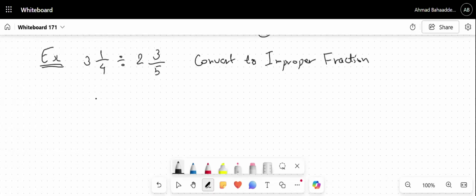And after that, let's multiply the 4 times 3. We do this multiplication first, and then we add it to the top as we did in the previous examples for addition, subtraction and multiplication. We do that for both of them. So 3 times 4 is 12 plus 1, giving me 13. The denominator can never be changed. For the second fraction, 5 times 2 is 10 plus 3 is going to be also 13, and the denominator stays 5.